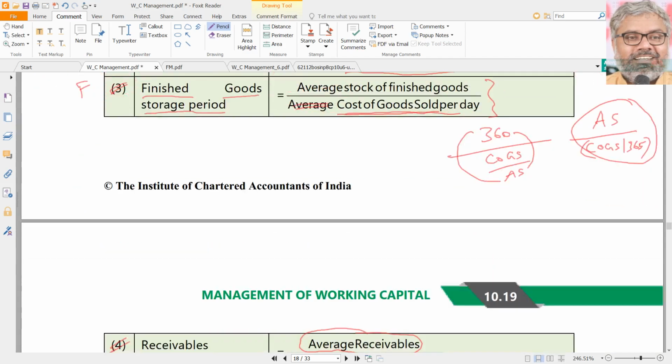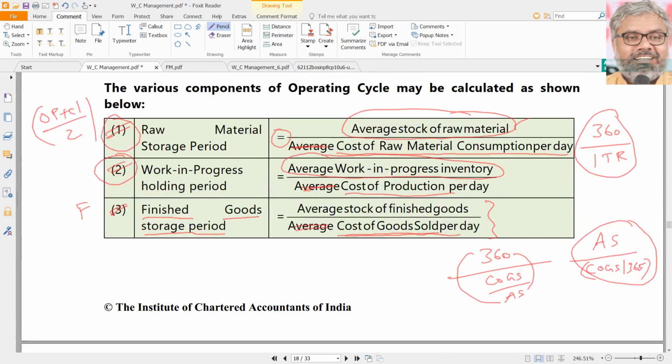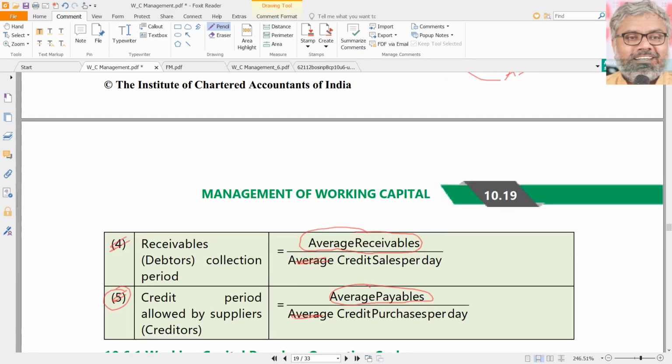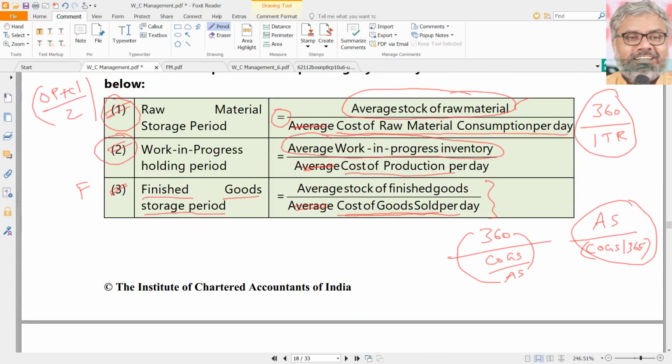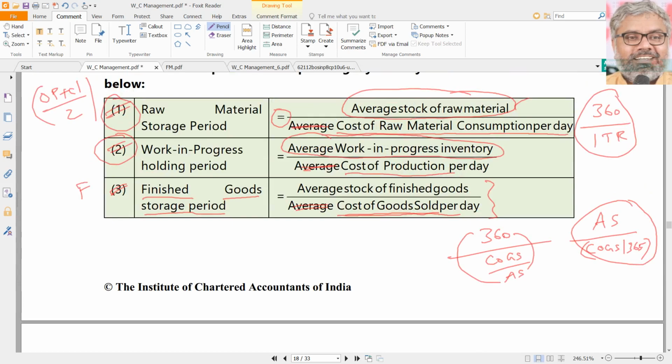Denominator is always per day, per day, per day. Everything per day. But per day of what? Numerator is always average of the thing: raw materials, work in progress, finished goods, receivables, or creditors. All of them will have opening balance also and closing balance also. Just take the opening balance plus closing balance divided by 2. Numerator is clear. Denominator concept is only changing per day.